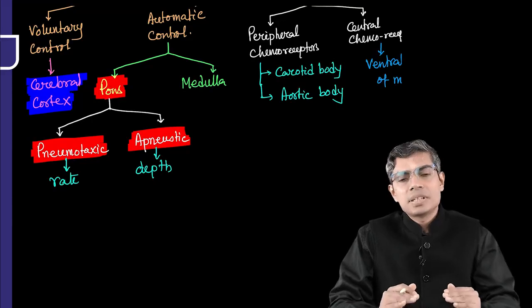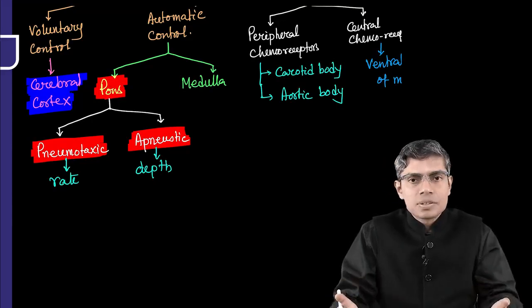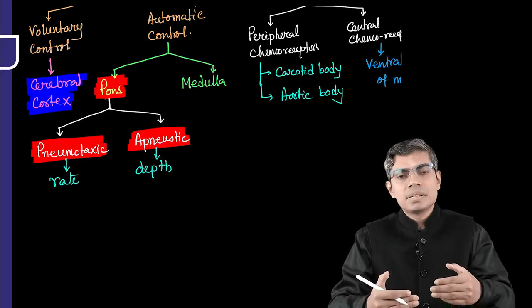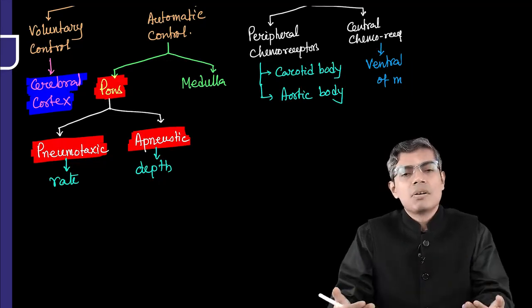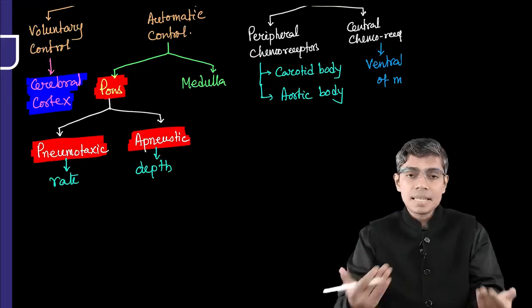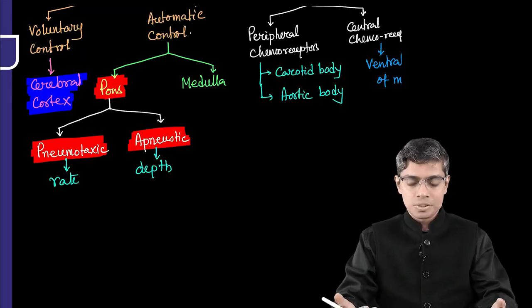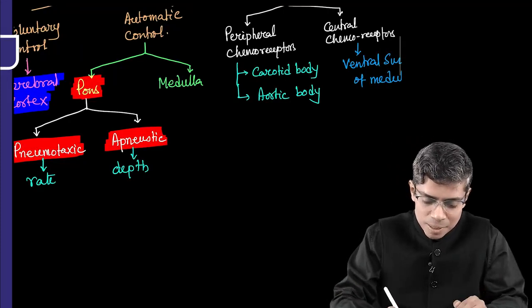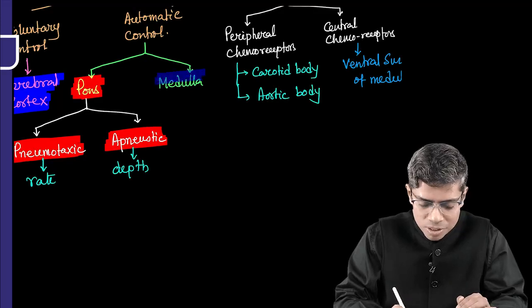Now forget about rate and depth. If I ask you, where is the respiratory rhythm originating? Who is the pacemaker of respiration? Who is starting the respiration? So the bigger question is: the respiratory rhythm is generated from which center?